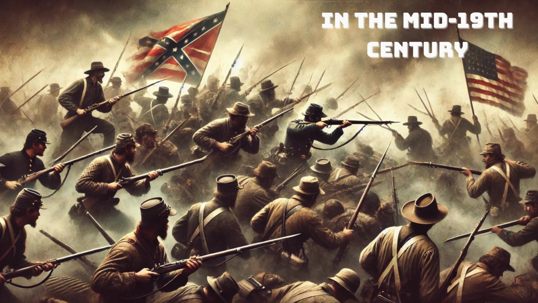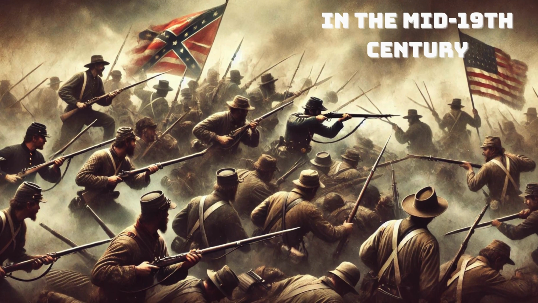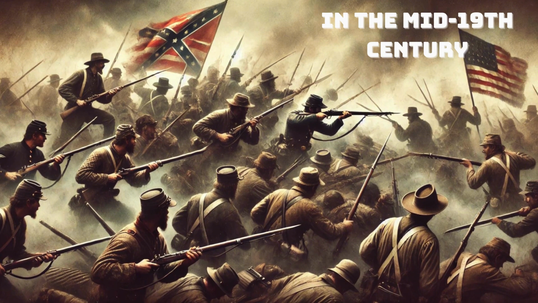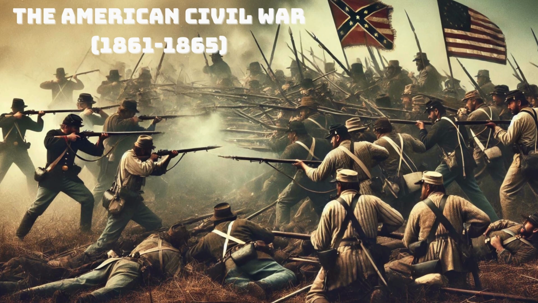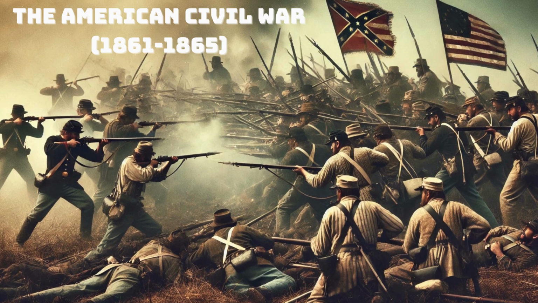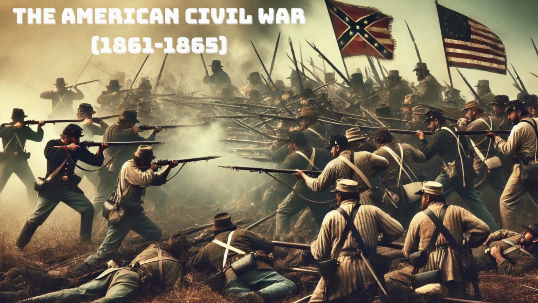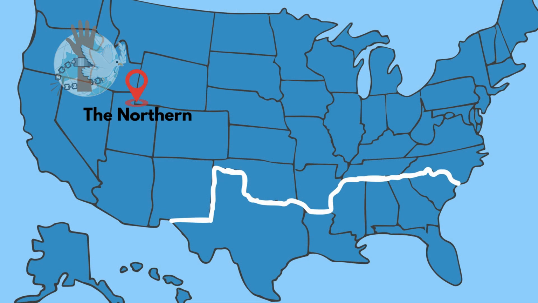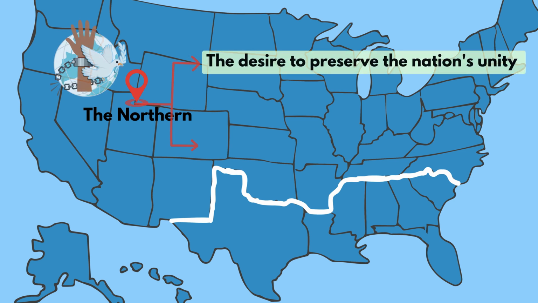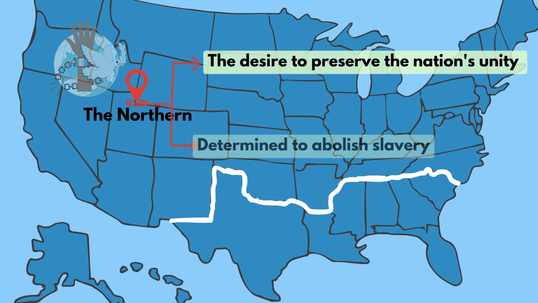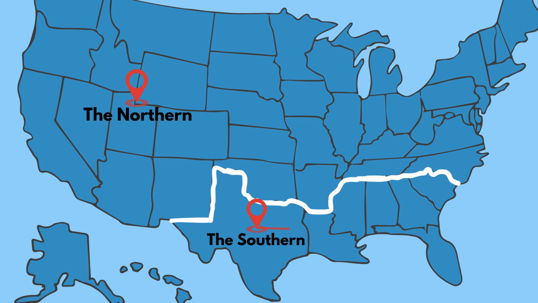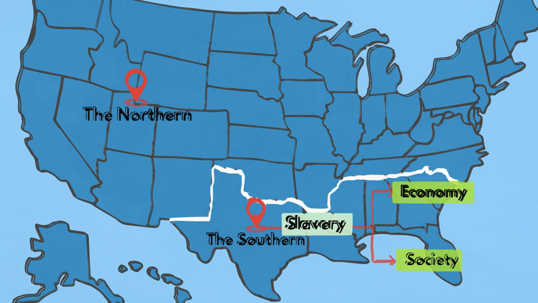In the mid-19th century, tensions between the northern and southern states reached a breaking point, leading to a major conflict known as the American Civil War, 1861 to 1865. The Union in the North, driven by the desire to preserve the nation's unity and a determination to abolish slavery, faced off against the Confederacy in the South, which saw slavery as an essential foundation of its economy and society.